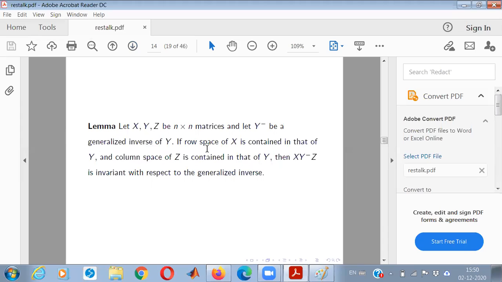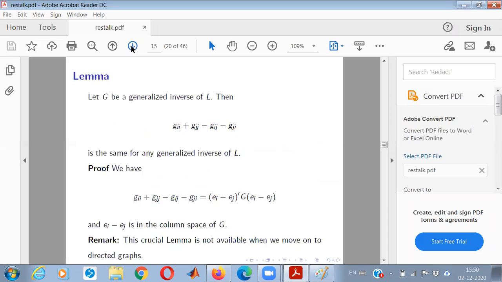Just to recall one well-known result, that if you have such an expression, x times generalized inverse of y times z, then it is well known from Rao's book and Rao and Mitra's work that this is invariant under the generalized inverse if the row space of x is contained in the row space of y and the column space of z is contained in the column space of y. Then this is invariant under the generalized inverse. And this fact is useful here because look at this.